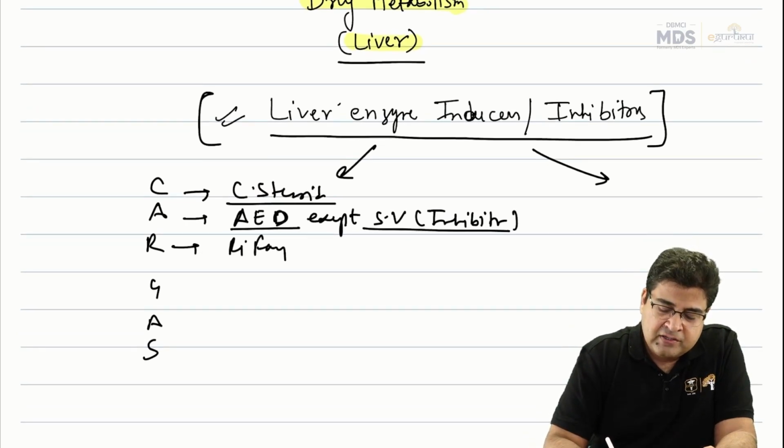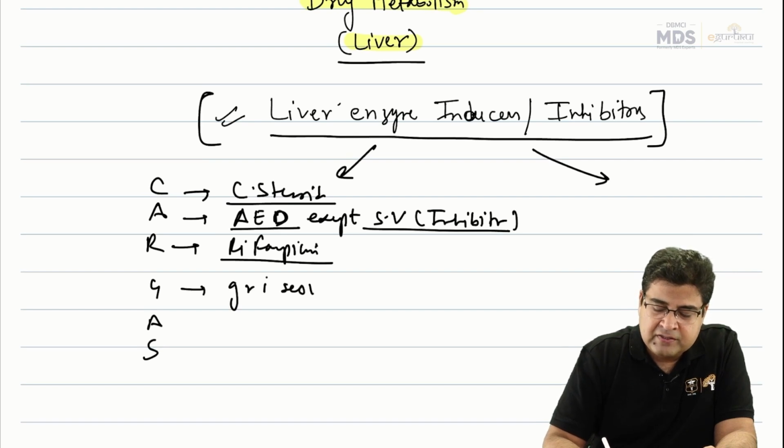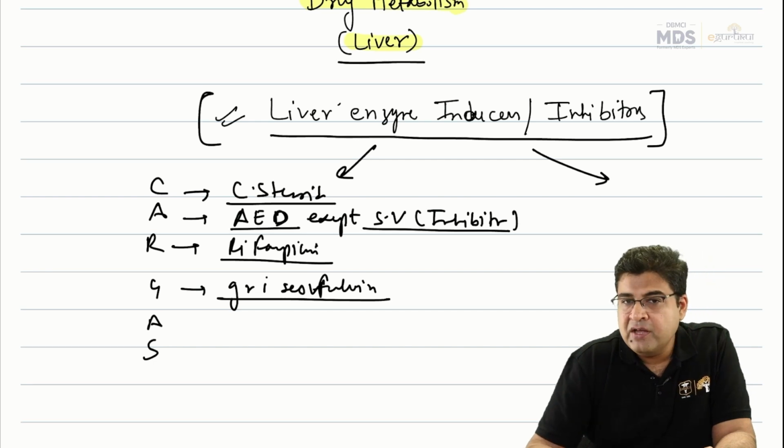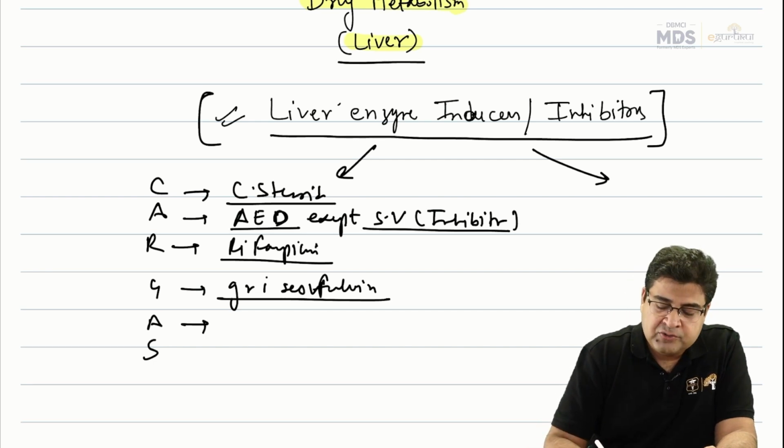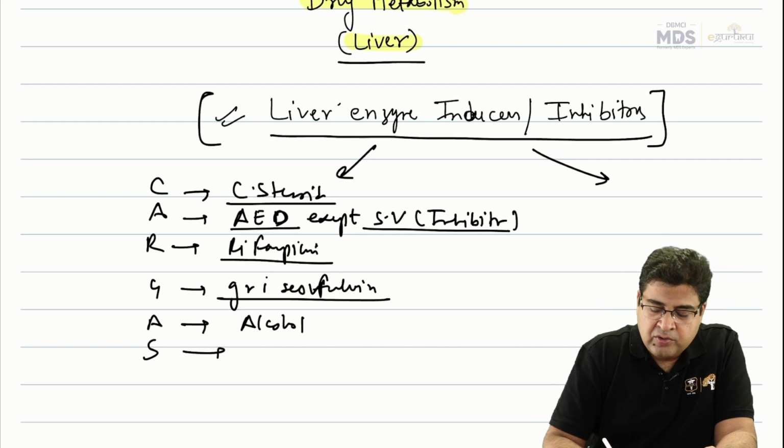So most of the anti-epileptics are liver enzyme inducers except sodium valproate, which is a liver enzyme inhibitor. Now rifampicin is one more medicine which is a liver enzyme inducer. Now we have a medicine, griseofulvin. Griseofulvin is also a liver enzyme inducer, along with alcohol, and one more is smoke.